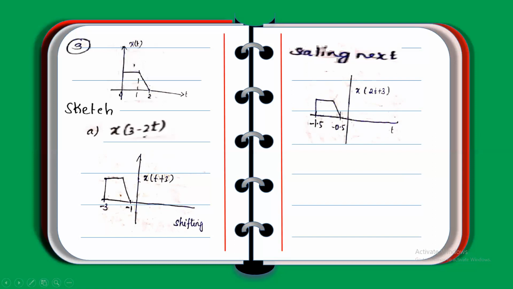In the last step, we need to reflect the signal. That is, we are going to take a mirror image of the signal with respect to the y-axis. This will be the reflected signal. Original signal was between minus 1.5 to minus 0.5. Now it is spreading between plus 0.5 to plus 1.5. This is x of minus 2t plus 3, which is x of 3 minus 2t itself.